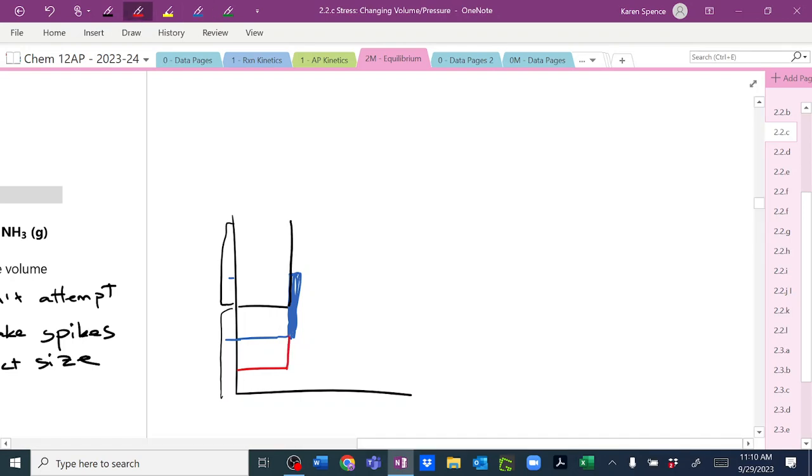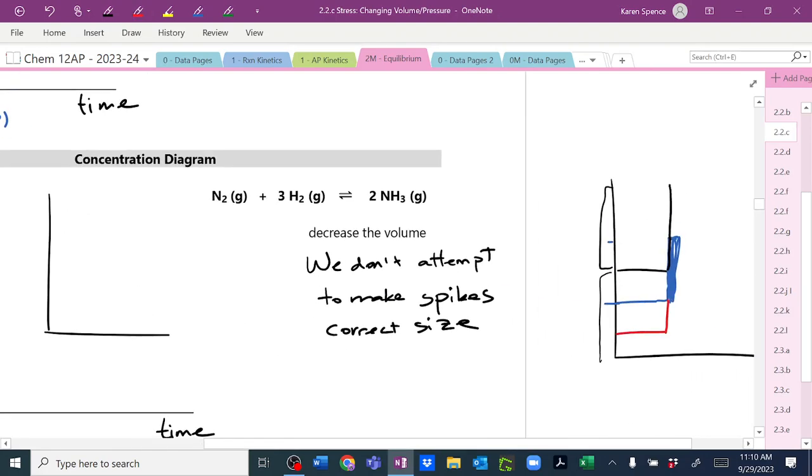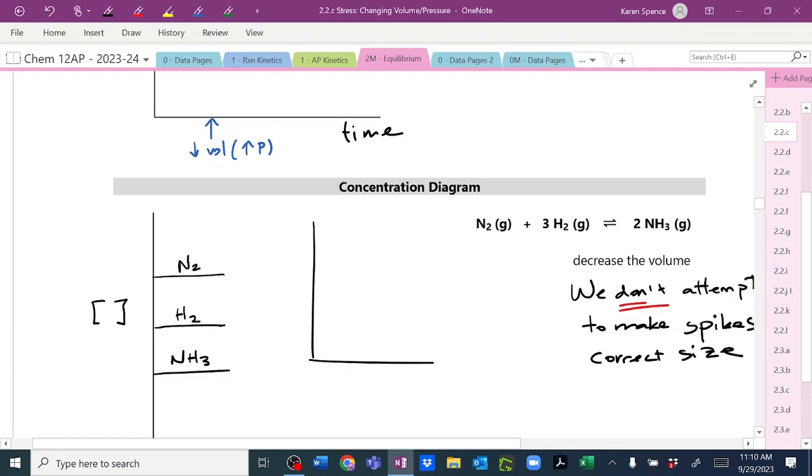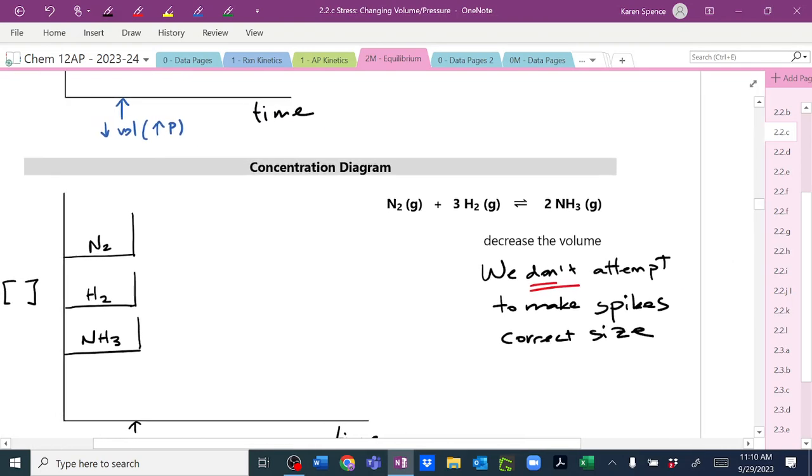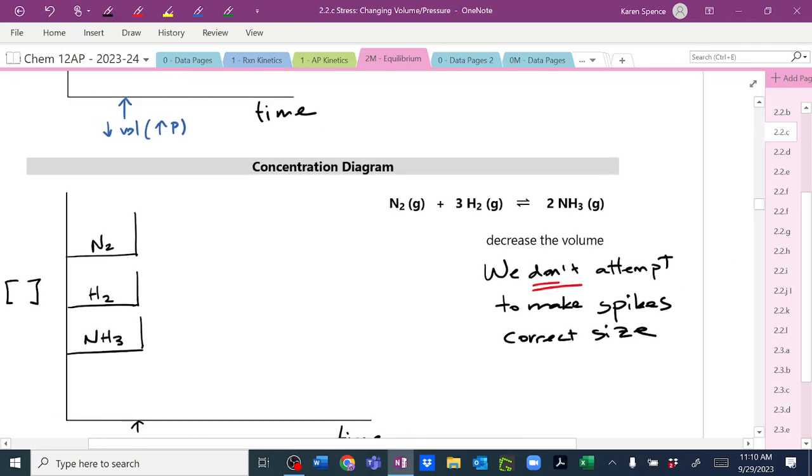Okay, I managed to do a little bit better job with that. It doesn't overlap, but it becomes really ugly. So instead of doing that, we don't attempt to make the spikes the correct size. We simply say they all go up. Doesn't matter how much. We don't try and make them the same. We just say they all go up. Is that good? Okay.